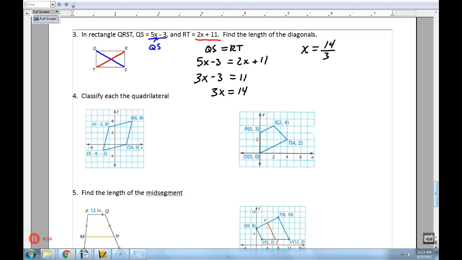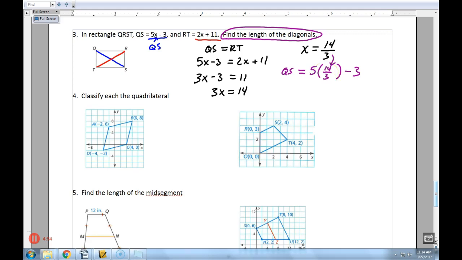Now I have to finish the problem and actually find the length of the diagonals. So I need to plug in 14 over 3 into either one. So let's do QS. QS was 5x minus 3, and I'm going to plug that in for x.